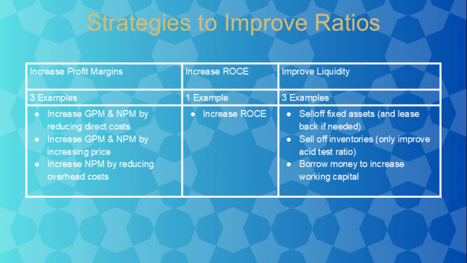To improve ratios, consider increasing profit margins by reducing direct costs or overheads, increasing prices, or improving liquidity by selling off fixed assets or borrowing money to increase working capital. These strategies can enhance financial performance.